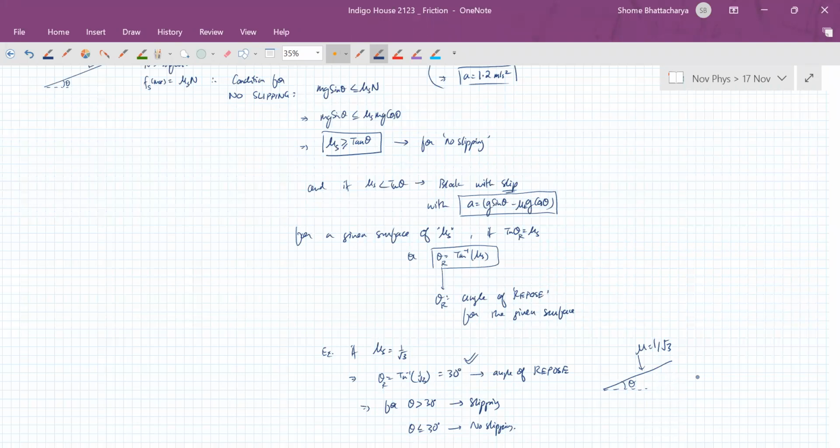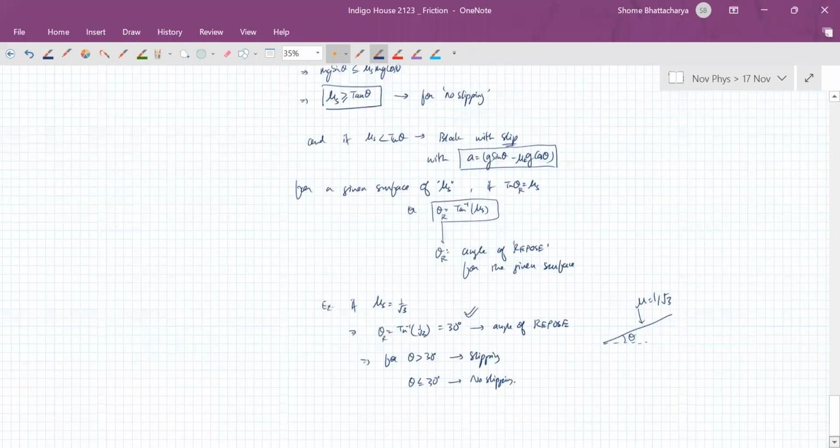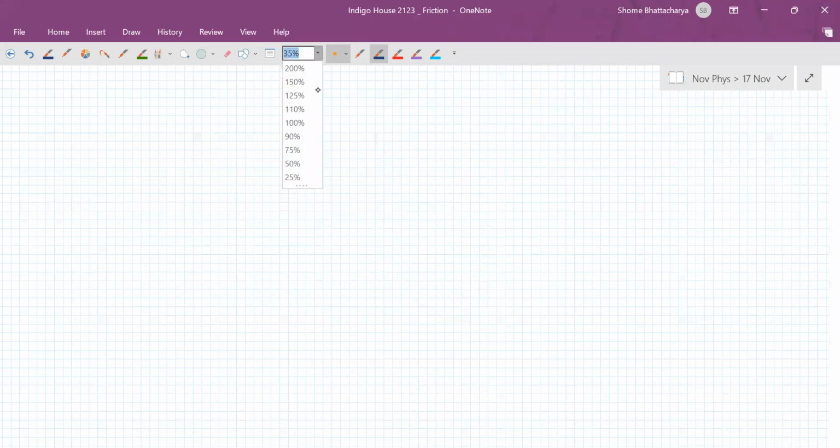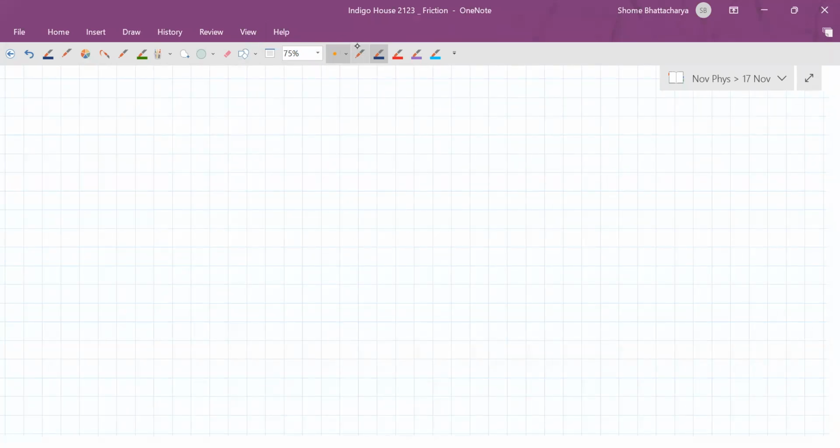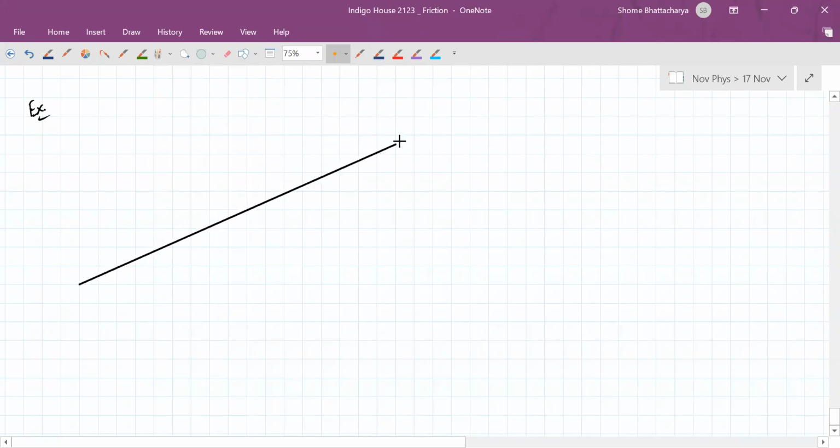Okay, so let's now look at another problem on an inclined surface to make these concepts further clear. Can you scroll a bit up for 5 seconds? Yes, just give me a moment.